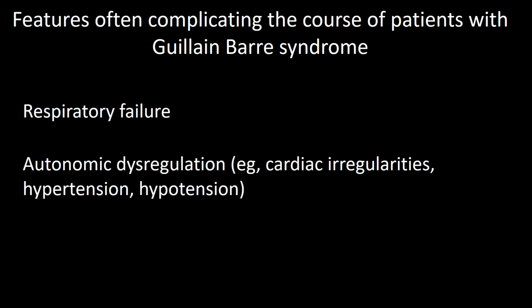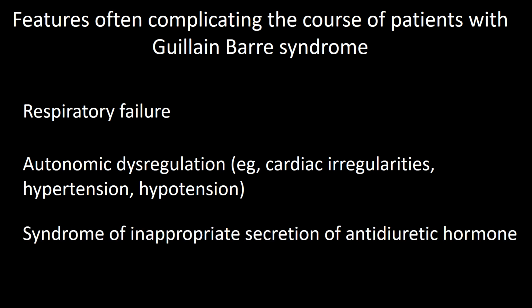Features often complicating Guillain-Barré include respiratory failure, autonomic dysregulation like cardiac irregularities, hypertension or hypotension, and syndrome of inappropriate secretion of antidiuretic hormone that presents with hyponatremia. Hyponatremia due to this syndrome must be distinguished from immunoglobulin treatment-induced hyponatremia.